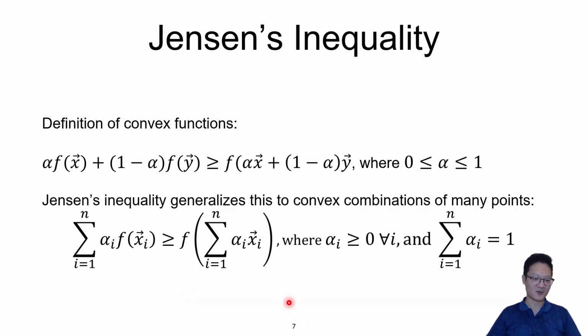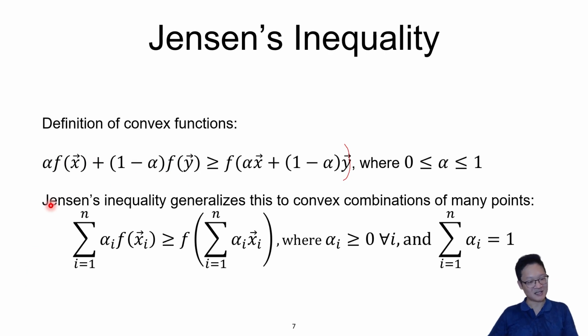Okay, so now a more general concept is called Jensen's inequality. The definition of convex functions basically looks at 2 points and 2 function values. So 2 points x, y. Okay, I need a bracket over here. And then 2 function values, f of x and f of y.